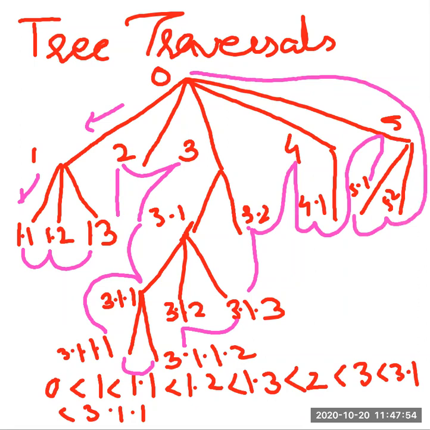Okay. So there are three strategies for traversal in the tree. One is called pre-order.